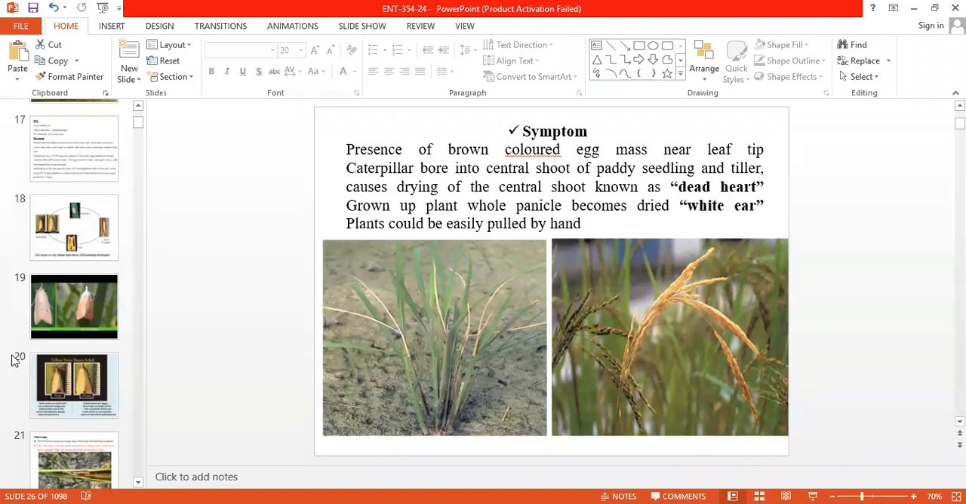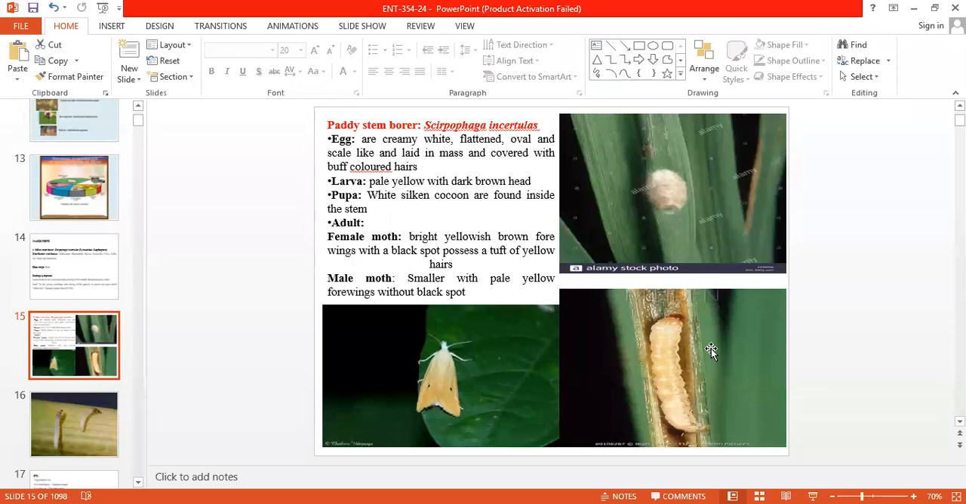Then identification of that pest. So mainly their eggs. Each female deposits near about 170 to 200 eggs in groups of 50 to 80 on the upper surface of leaf tips, covered with buff colored hairs.